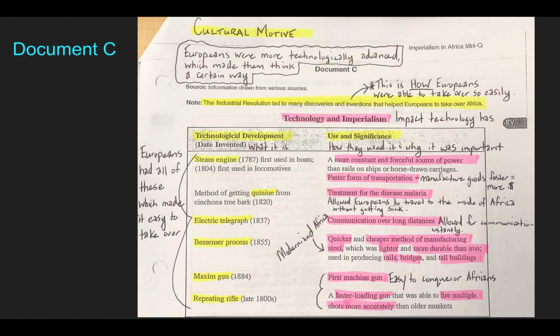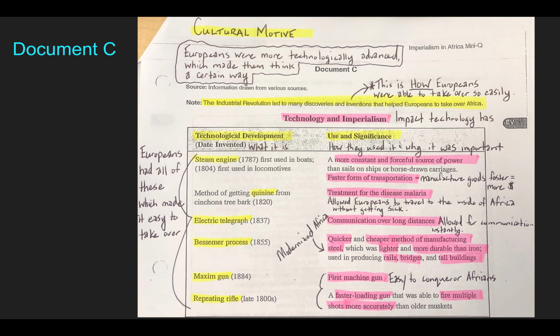And from here, we're going to go ahead and take a look at this chart. So as always, you should take a look at the title of the chart, which is Technology and Imperialism. So you can either highlight that or circle that. And then I want you to make a little annotation or side note: this is the impact that technology had.